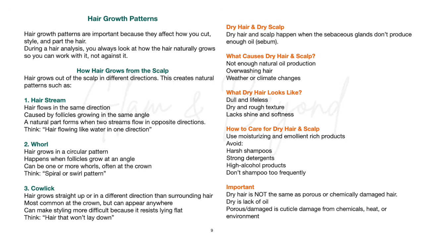And number three, a cowlick. Hair grows straight up or in a different direction than surrounding hair. Most common at the crown, but can appear anywhere. Can make styling more difficult because it resists laying flat. Think hair that won't lay down.